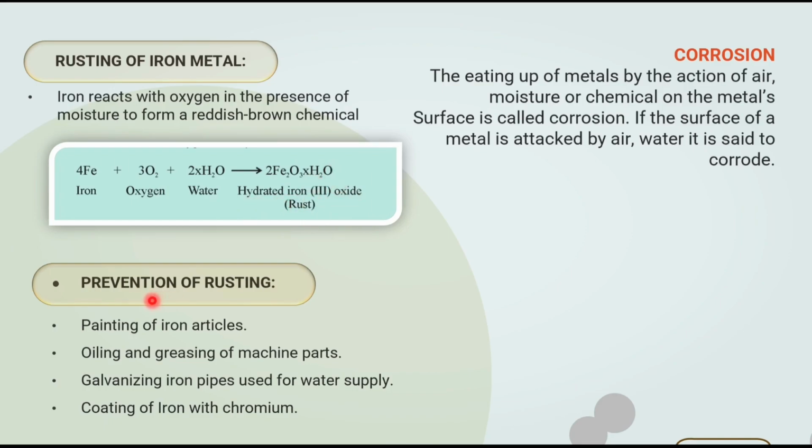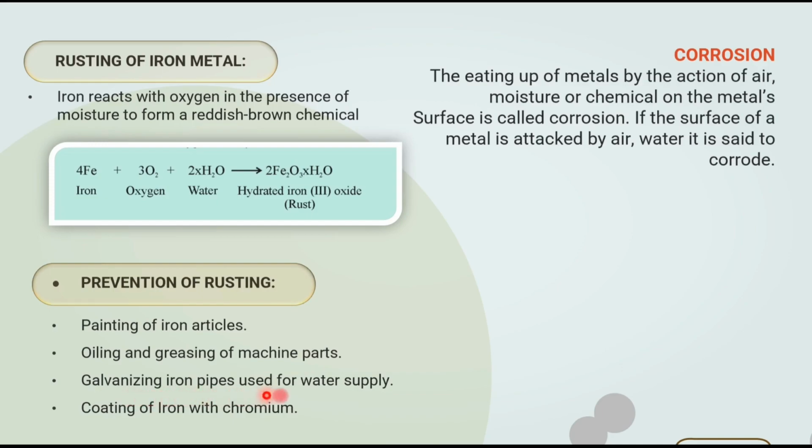Dear student, how can we prevent the rusting of iron metals? By painting iron articles we can prevent rusting. Oiling and greasing of machine parts: to prevent the rusting of machine parts, we have to do oiling and greasing periodically.